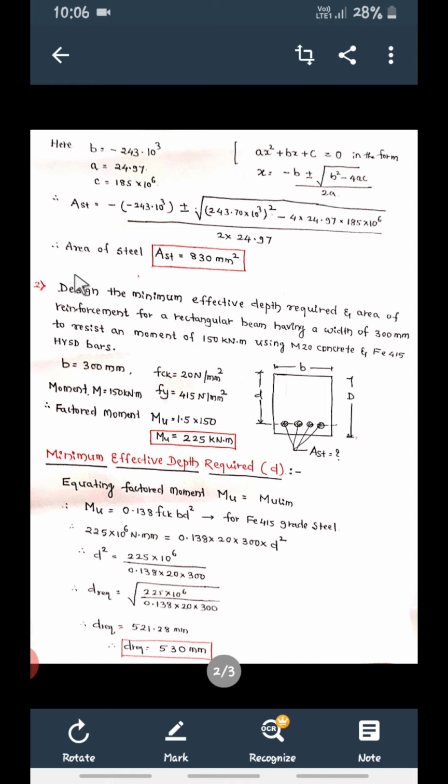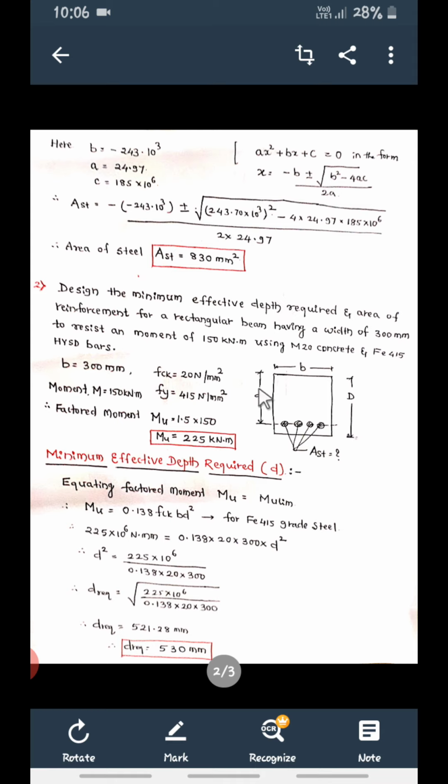The problem is like this: design the minimum effective depth required. Try to understand the problem here. Design the minimum effective depth required and area of reinforcement for a rectangular beam having width 300 mm to resist a moment of 150 kilonewton meter, using M20 concrete and Fe 415 HYSD bars. What they have asked is the minimum effective depth required, meaning small d.